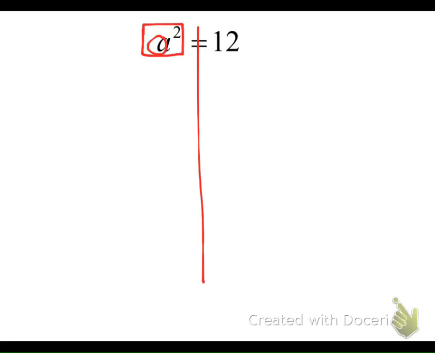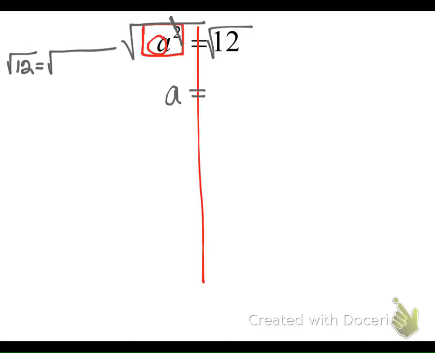So now I need to get rid of the square. How do I get rid of a square? I square root it. If I square root one side, that's right. So my square and square root will cancel out. On my left side, I now just have an a. Then on my right side, the square root of 12 will not be a perfect square. So this is where you're going to have to do the factor tree. You're going to have to simplify the square root of 12.